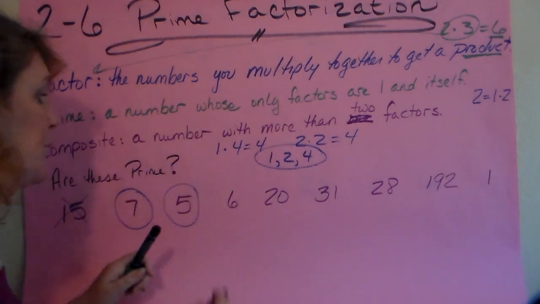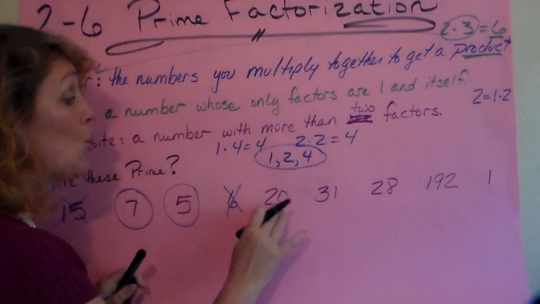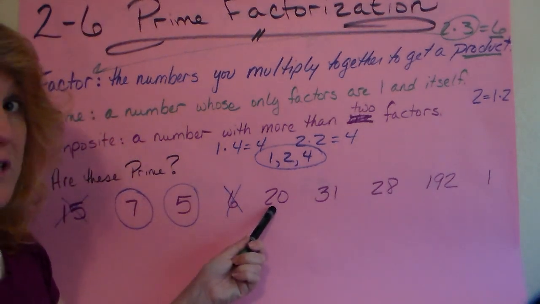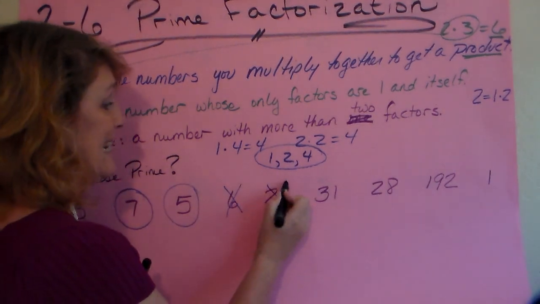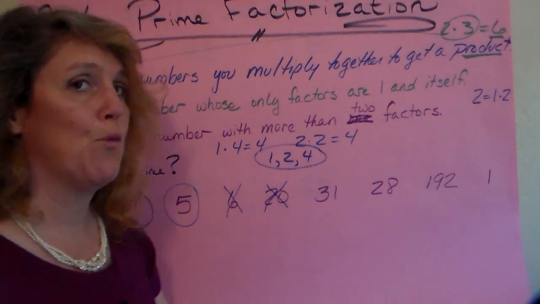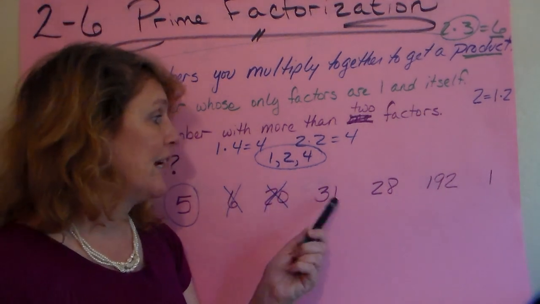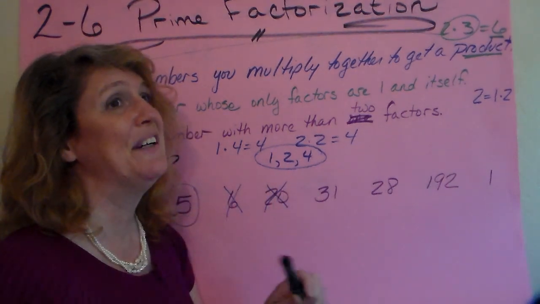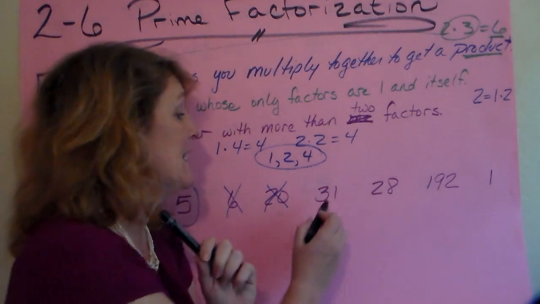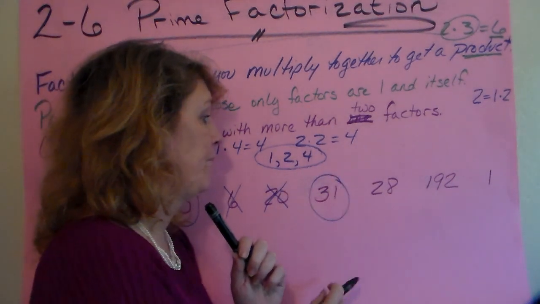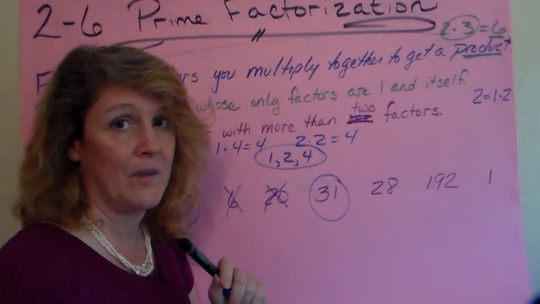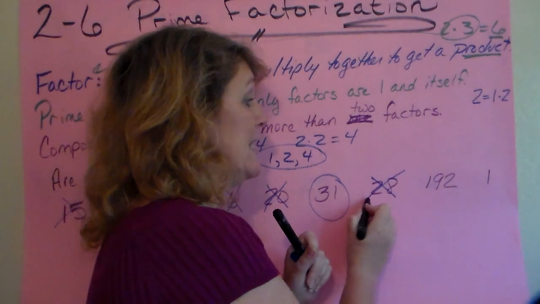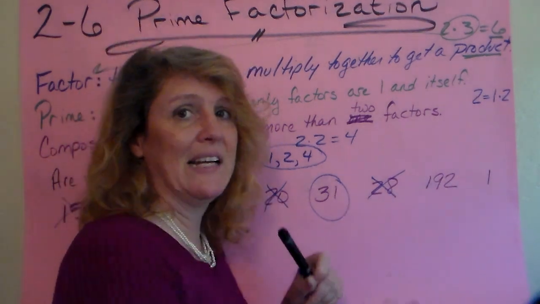6? No, I just explained how 6 is a composite number. 20. You can do 2 times 10. You can do 4 times 5. So 20 is not a prime number. 31. Now when you start getting up there, you've got to start thinking about your multiplication tables. 31 is actually a prime number. 28. Multiplication tables, you know that 28 is 7 times 4. So it's not.